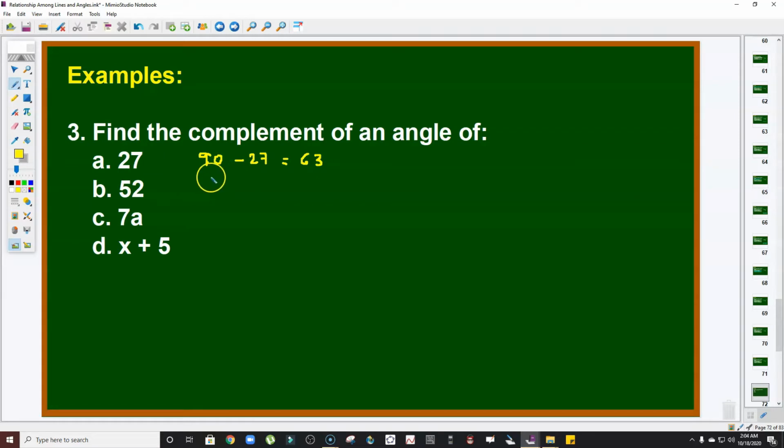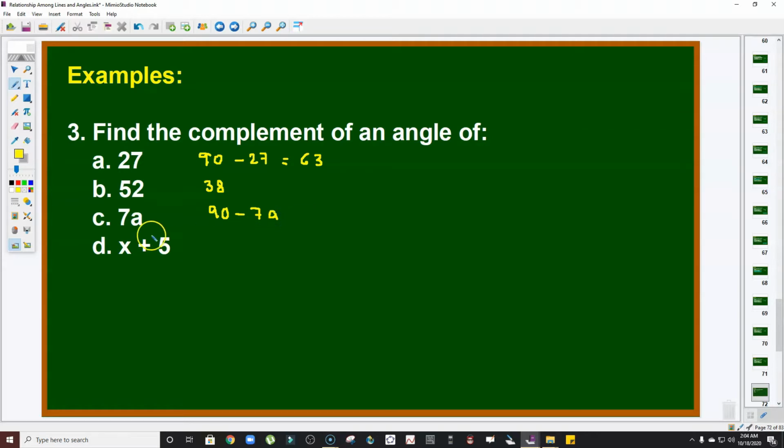How about letter B, 52? So, again, like what we did, subtract it from 90. So, I'm going to have 38. Clear? Now, for letter C, 7A, it's just like in letter A and B, no? So, we subtract it from 90. Same procedure. So, the complement of 7A is just 90 minus 7A.